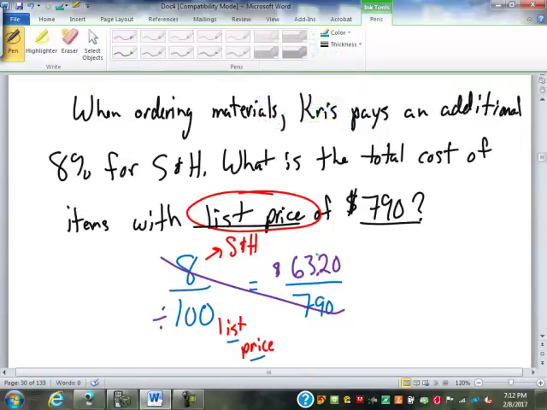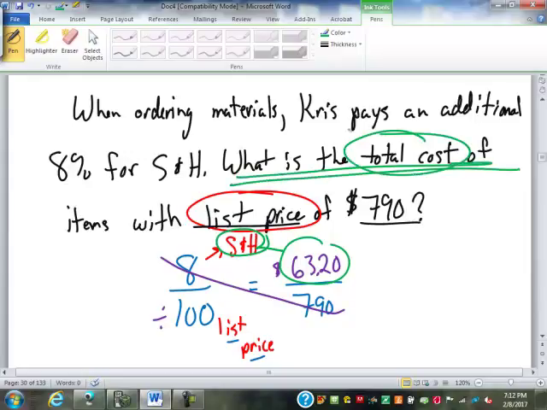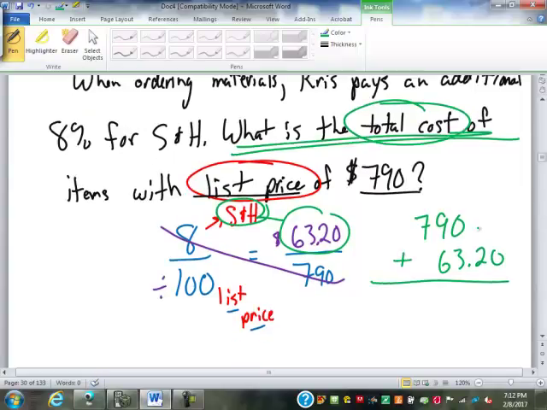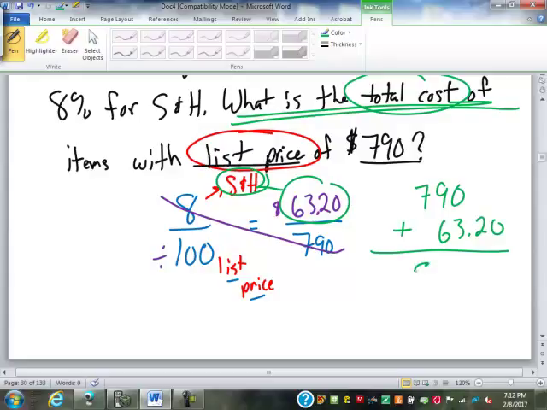So now here again, the $63.20 represents the shipping and handling. Is that what we're looking for? No, we want to find total cost. Can we find that from the information we have? Yes, how? Add 63.20 to 790. Perfect. Our $790 list price plus the $63.20 is $853.20. That is our total cost.